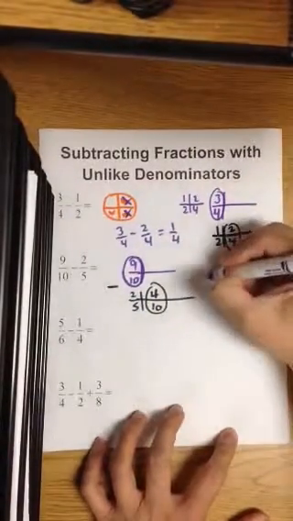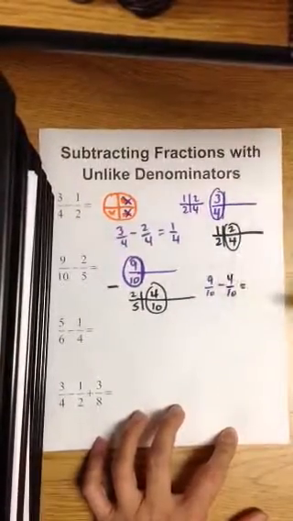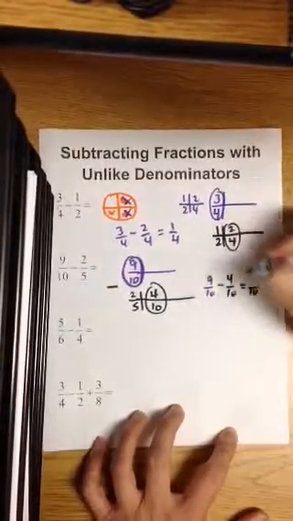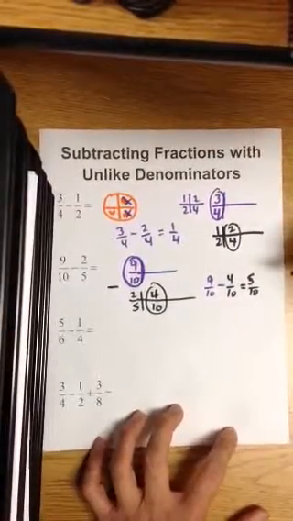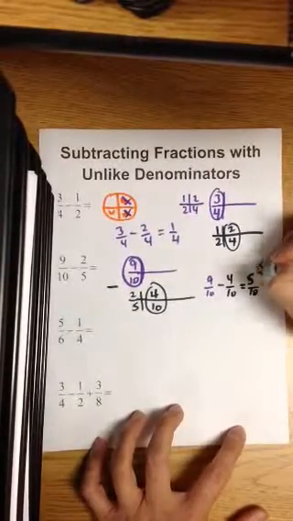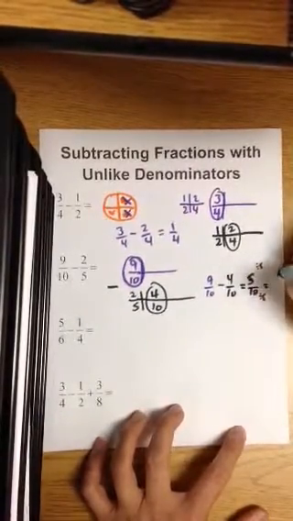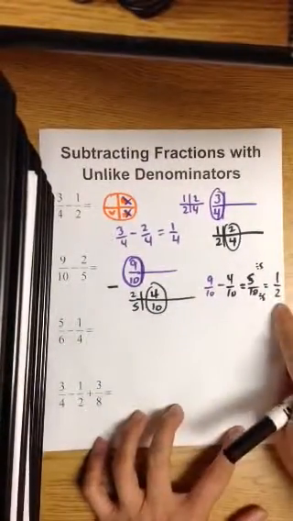So what is 9/10 minus 4/10? Keep the denominator the same. 9 minus 4 is 5/10. Can you simplify 5/10? I think you can. What is the greatest factor that goes into 5 and 10? 5. So 5/10 is 1/2. So 9/10 minus 2/5 is 1/2.